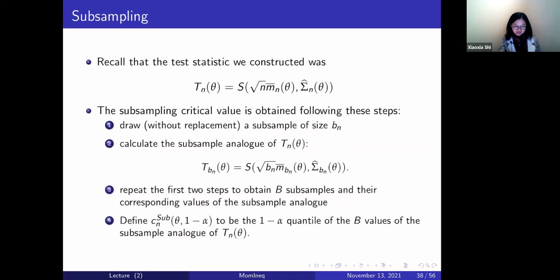So one such procedure is subsampling. Recall that the test statistic we construct is of this form. We can construct a subsampling critical value by following these steps. So subsampling, we all know how to do it. We simply draw a subsample of size Bn. Bn is of smaller order than n.